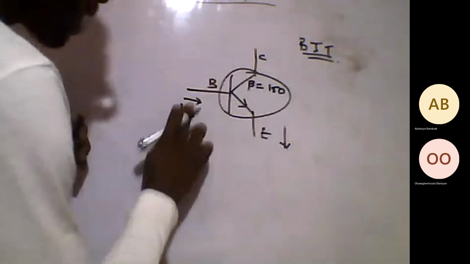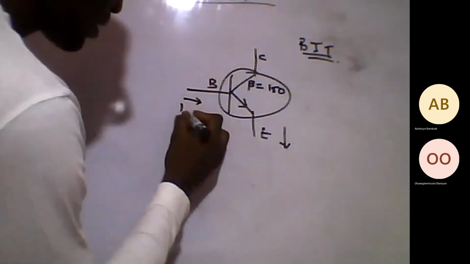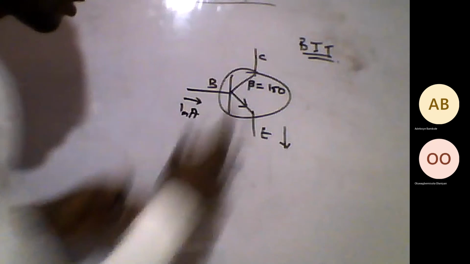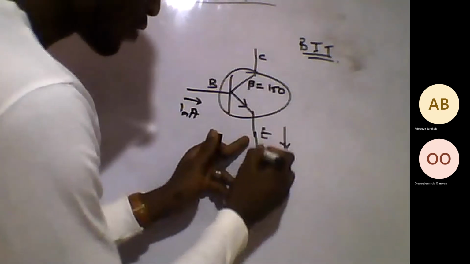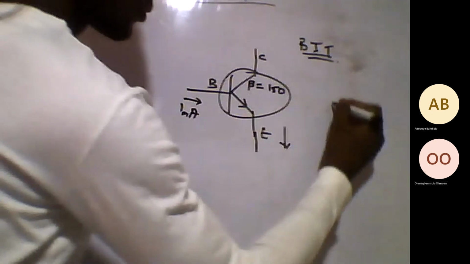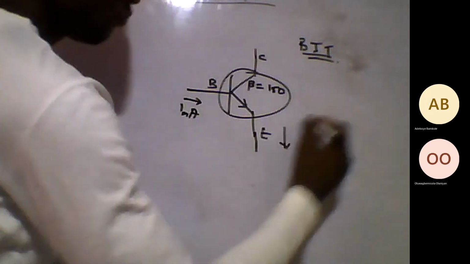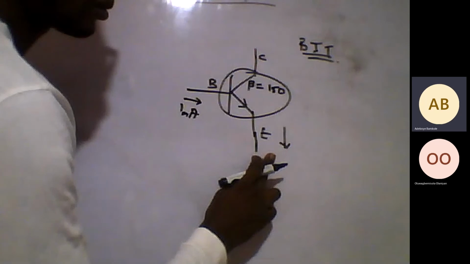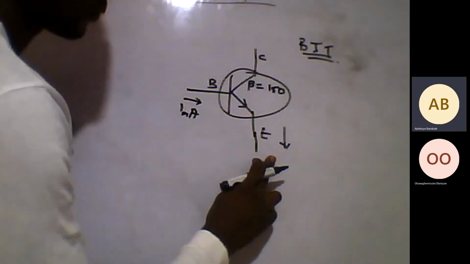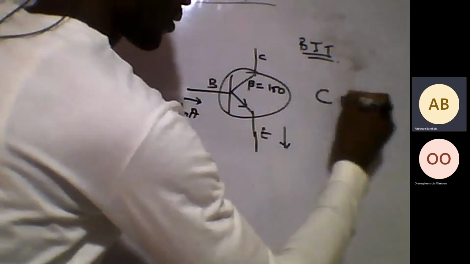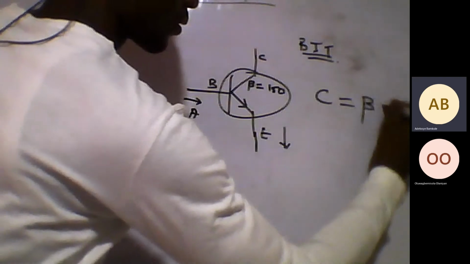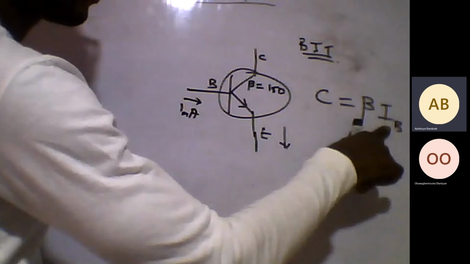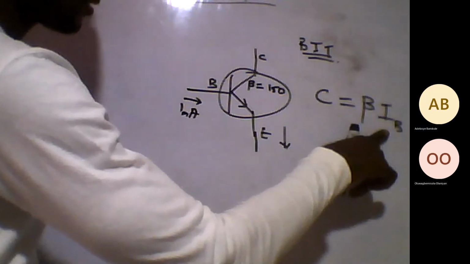So meaning that if we have 1 milliamp here at the input, at the base, what will flow out of your emitter? Remember, what will flow out? Can you remember the formula? Take the formula for calculating emitter. That is IE equals to what? Beta IB. Can you remember?